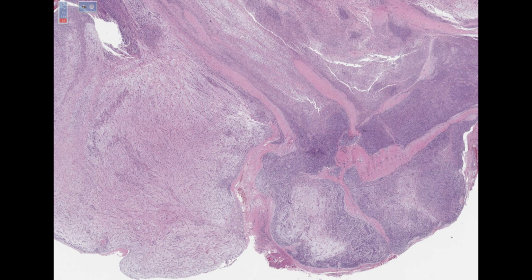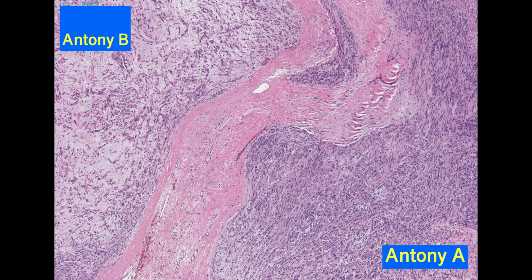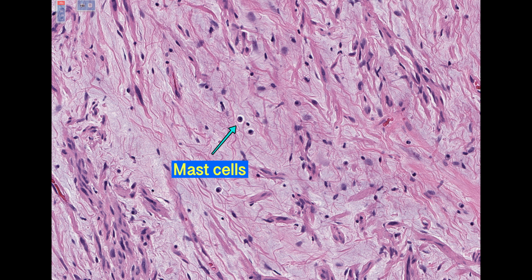The lesion is multinodular, but it doesn't look plexiform. The patient has no history of neurofibromatosis. Here, compact interlacing bundles of spindle eosinophilic cells in Antoni A areas, alternated with myxoid hypocellular areas, Antoni B. This is an Antoni B area with spindle eosinophilic cells in a loose myxoid stroma with few mast cells.